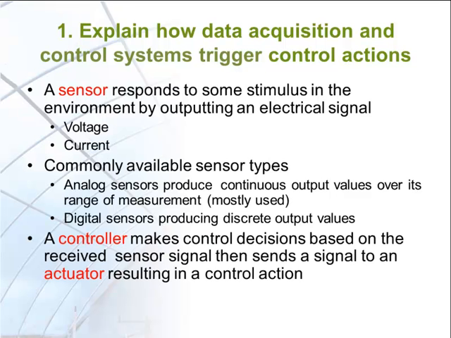A controller makes control decisions based on the received sensor signal, then sends a signal to an actuator resulting in a control action. The decision-making mechanism of a controller can be as simple as a bimetal triggered electrical contact, such as an analog thermostat. More sophisticated controllers acquire data from multiple sensors using complicated data analysis algorithms for making control decisions. We will cover various types of controllers later in this module.